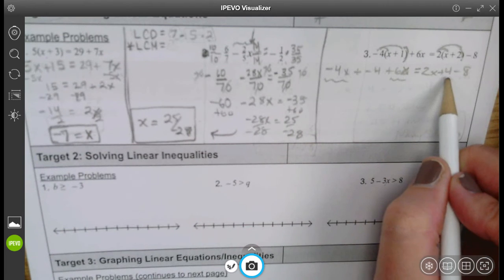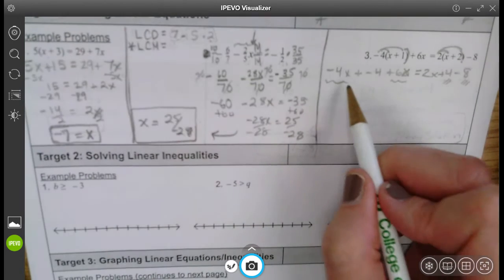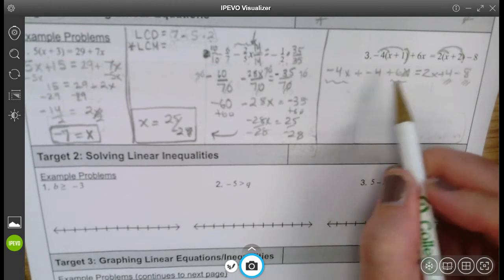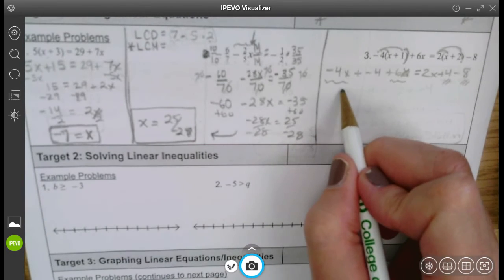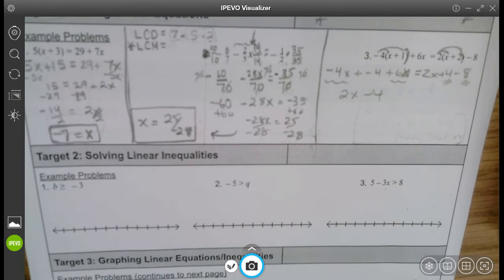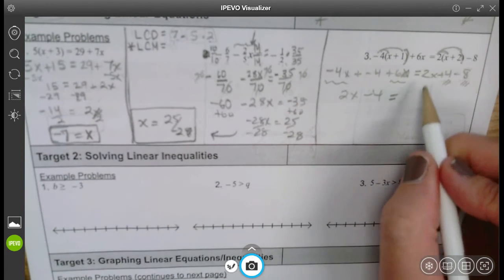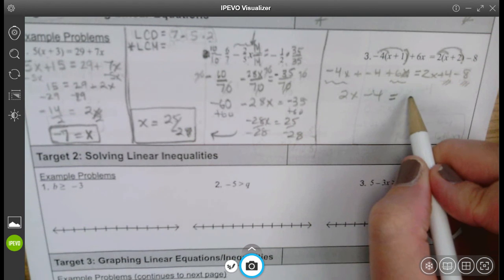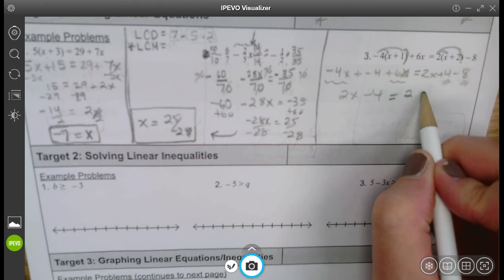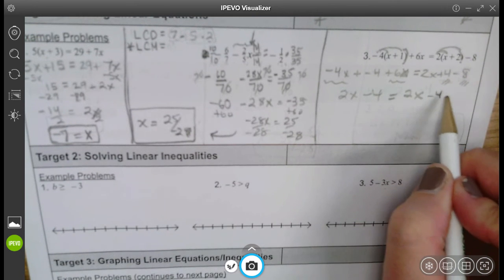And then I just say, you know what? I need to clean things up that look alike. So any like terms on the left I do, and any like terms I do on the right. So the x's on the left are going to turn to 2x. The right side is going to be 2x minus 4.